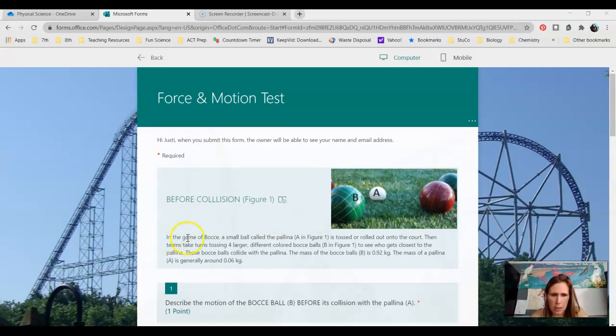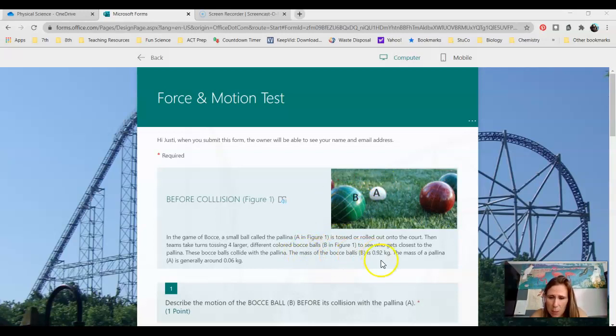If I read right here, in the game of bocce, a small white ball called a pallina, which is A in this picture, is tossed or rolled out on the court. Then teams take turns tossing these 4 larger bocce balls. They're usually different colors, so this is labeled B, to see who gets the closest to the pallina. These bocce balls collide with the pallina, so sometimes the B bocce ball will hit the A pallina.